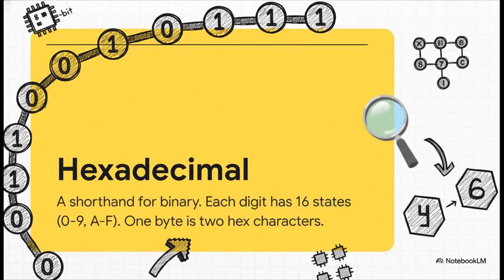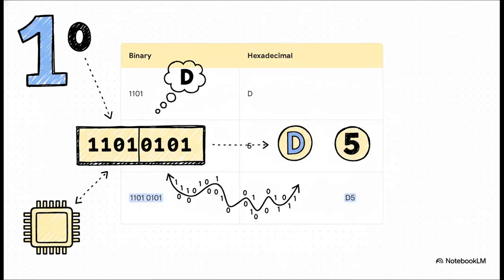Just think of it as a convenient shorthand for all that messy binary. It uses 16 symbols, our usual numbers 0 through 9, plus the letters A through F. And here's the magic. A full byte, all 8 of those bits, can be perfectly squished down and represented by just 2 of these hexadecimal characters. And check out how simple the conversion is. You take one byte, like 11010101, you just split it right down the middle into 2 4-bit chunks. Each of those chunks then translates directly to a single hex character. So 1101 becomes D, and 0101 becomes 5. All of a sudden, that long binary string is just D5. Way easier to read, right?